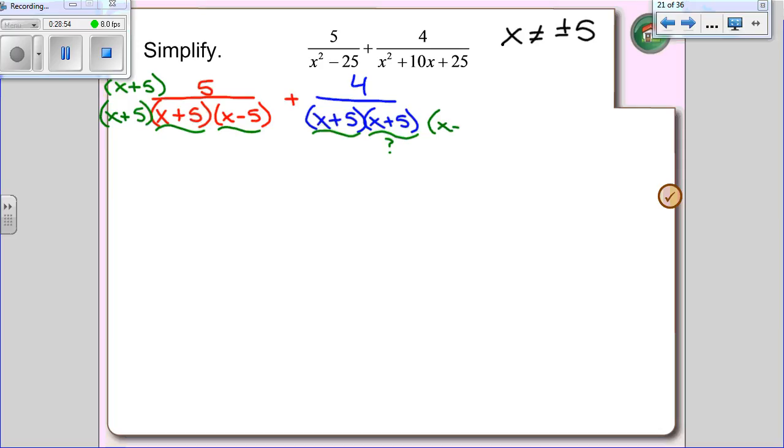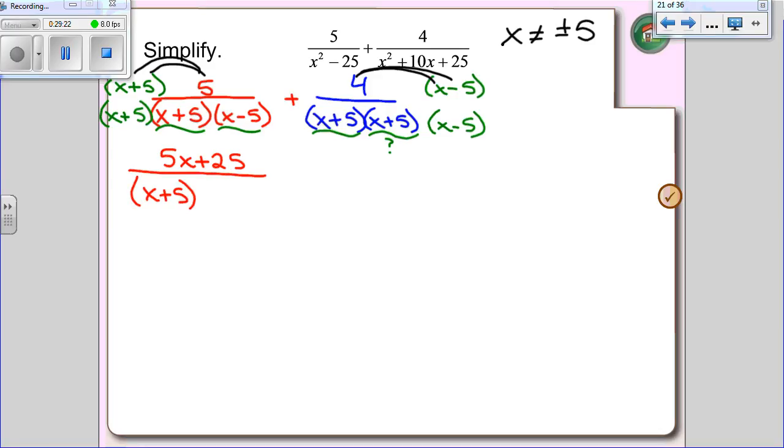Then the second fraction is missing x minus 5. Now that you've got a common denominator, I'm going to multiply on the top. So my 5 will come into my brackets, my 4 will go into my brackets. And I will end up with 5x plus 25 divided by x plus 5 squared, so there are 2 of them, and x minus 5. So that's just a quicker way of writing x plus 5 and x plus 5. The other one's going to become plus 4x minus 20 divided by x plus 5 squared, and then x minus 5.